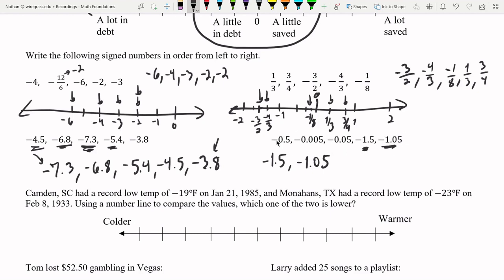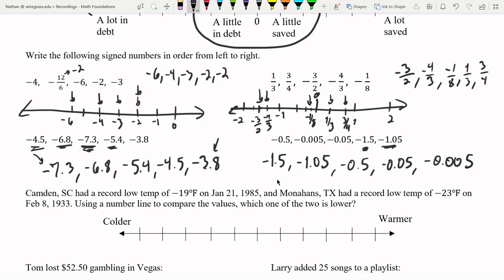Here, the next one's going to be -0.5. Then we're going to have -0.05. And finally, this number here is closest to 0. It's the smallest negative number in this list. So it's going to be closest to 0.